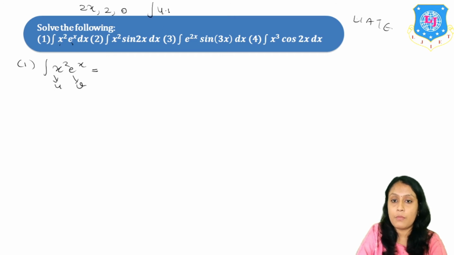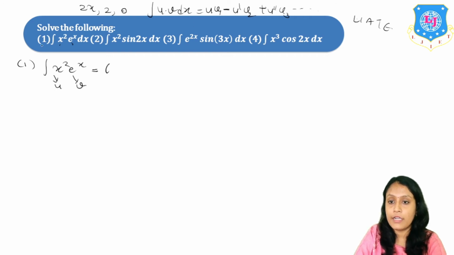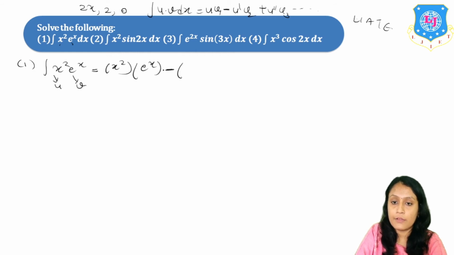The Leibniz rule formula for integral of u into v dx is u v1 minus u dash v2 plus u double dash v3 and so on. Firstly, we write u, so we will write x square. Then v1 means the integration of v, which is e raised to x, so its integration is e raised to x. Now a negative sign over here. In this, first we write the derivative, so the derivative of x square is 2x, and in the second bracket we integrate, so this is again e raised to x.